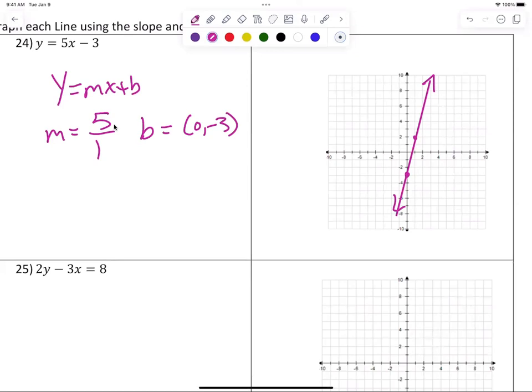I don't know. Because there's no fraction, right? So whenever it's just a whole number, we make it a fraction, because that tells us to go 5 on the y, and that tells us to go 1 on the x. You happy with that explanation now?